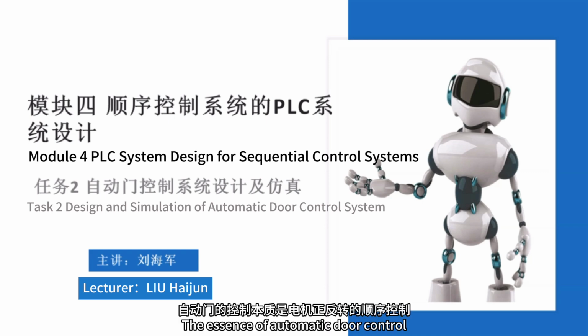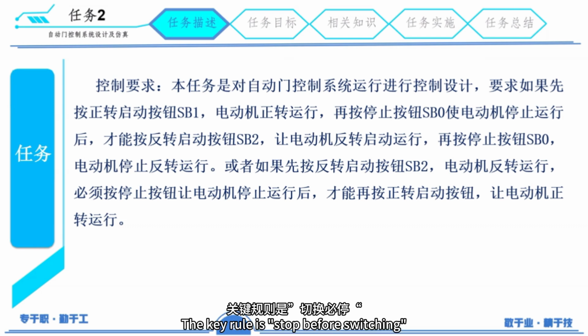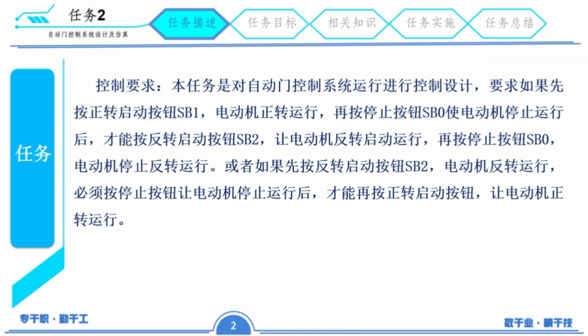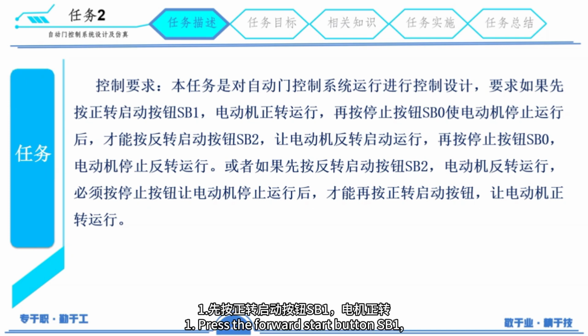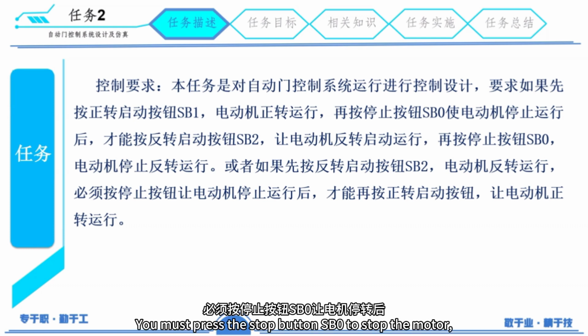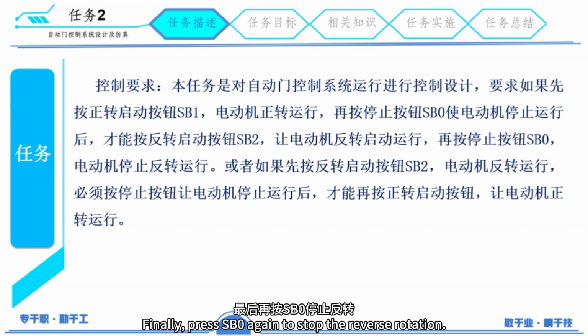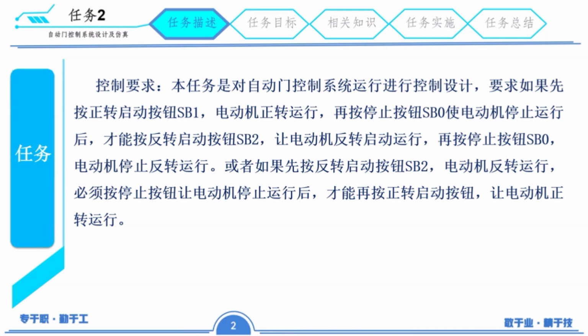The essence of automatic door control is sequential control of motor forward and reverse rotation. The key rule is stop before switching. There are two specific scenarios. First, press the forward start button SB1 and the motor runs forward. You must press the stop button SB0 to stop the motor, before pressing the reverse start button SB2 to run the motor in reverse. Finally, press SB0 again to stop the reverse rotation.